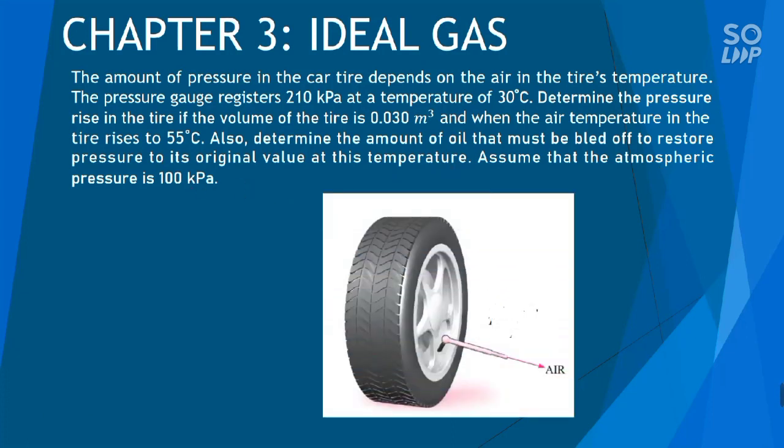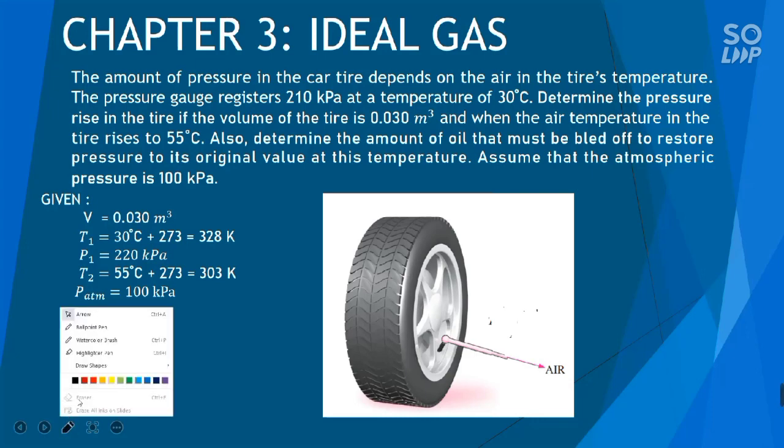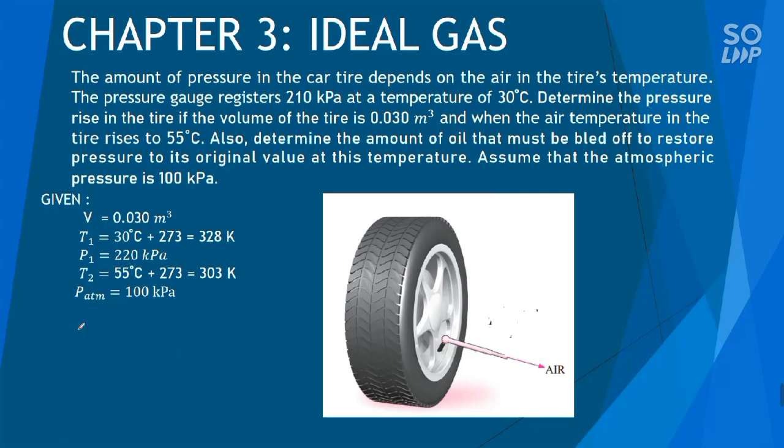So this is our figure, and we have the given values. In this problem, the volume is equal to 0.03 cubic meter and our temperature is equal to 30 degrees Celsius. We have to convert this into Kelvin. So we have 30 degrees Celsius plus 273 is equal to 303 Kelvin. And our gauge pressure is equal to 220 kilopascal, and our temperature at state 2 is equal to 55 degrees Celsius. We have to convert this into Kelvin, so we add again 273, and we have 328 Kelvin. And our atmospheric pressure is equal to 100 kilopascal.